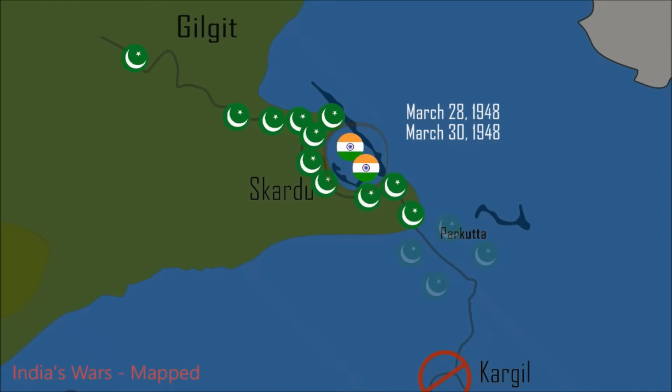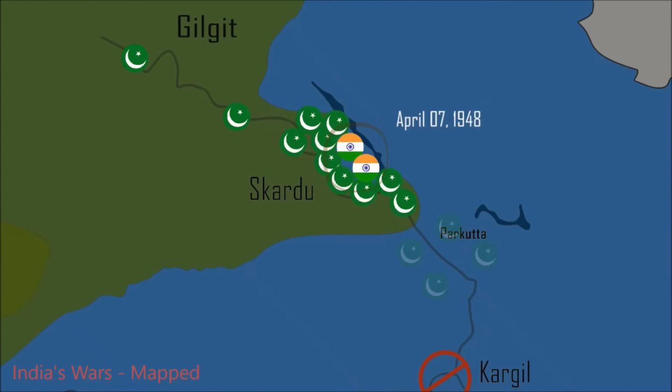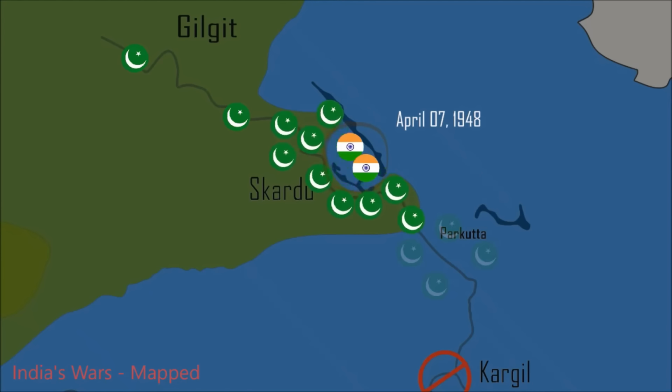The relentless enemy attacked again on April 7th, and the fighting continued for 3 days. Colonel Thapa requested air support to repel the attack, but the Royal Indian Air Force, already overstretched in supporting Poonch and Naushera, could not provide that support to the troops at Skardu. Colonel Thapa's troops repelled the enemy again with their sheer determination and grit.